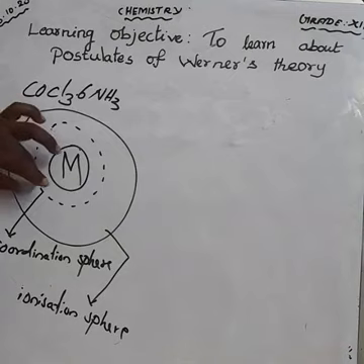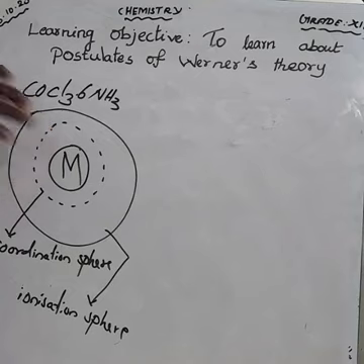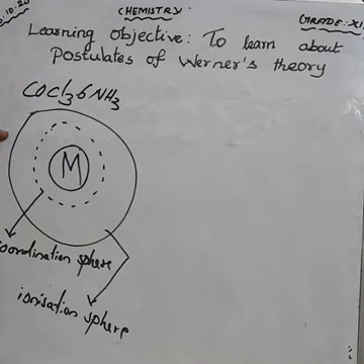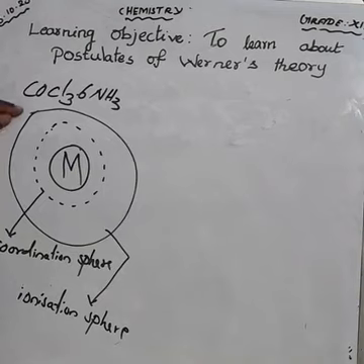About the inner sphere, what is the special character? The groups present in the sphere are firmly attached to the metal. About the outer sphere, the groups present in this sphere are loosely bound to the central metal ion. Anyhow, we can look at an example of this.